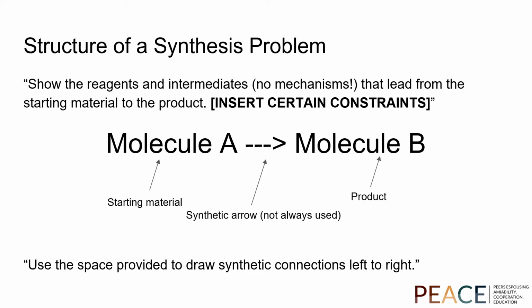Sometimes there will be certain constraints that your problem will give you, such as maybe your reagents can only contain 5 carbons or less, or something along those lines. So be sure to take that into consideration when you're creating your synthetic scheme.